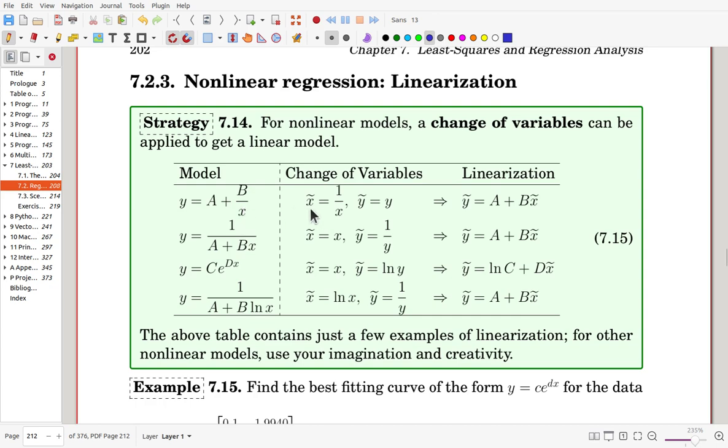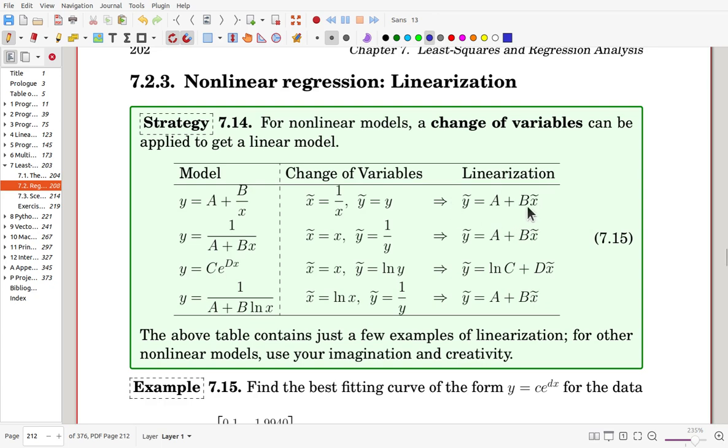In this case, we may consider a change of variables in this way. X tilde is 1 over x, and we don't have to change y, so Y tilde is the same as y. Then in the tilde variables, we have this one, and y tilde is the same as a plus b times x tilde. So it is a linear model.